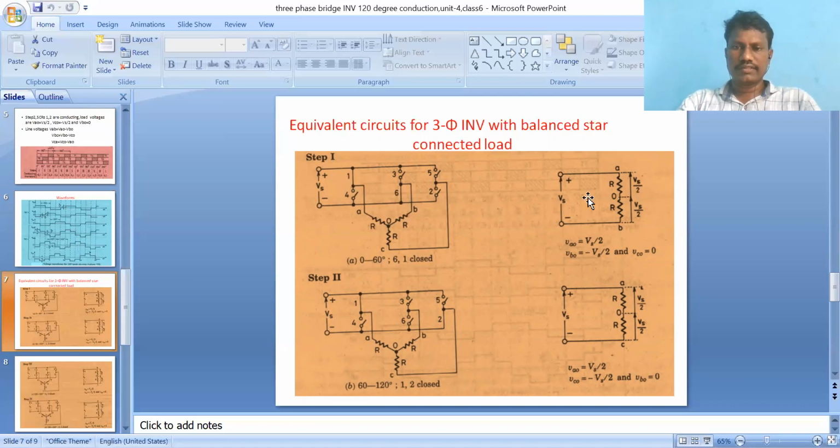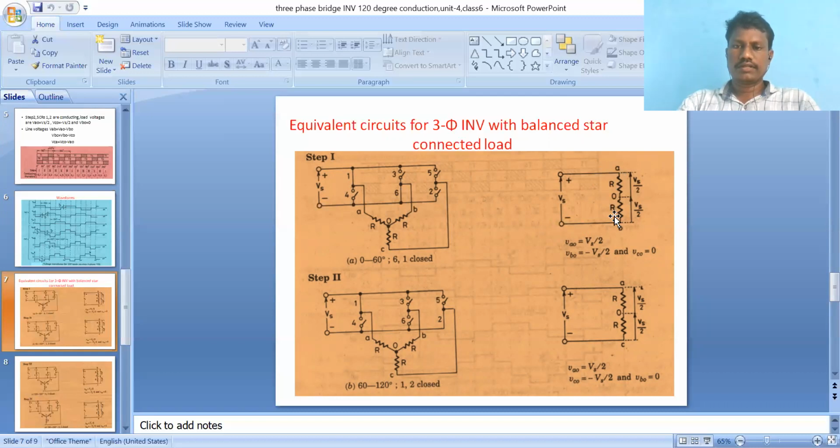So the diagram is like this: Vs plus, A is connected, then the load resistor R, then B, then 6, then Vs minus. So like that, A, O, B, O minus, Vs minus. It is a balanced star connected load. It is R, it is R.